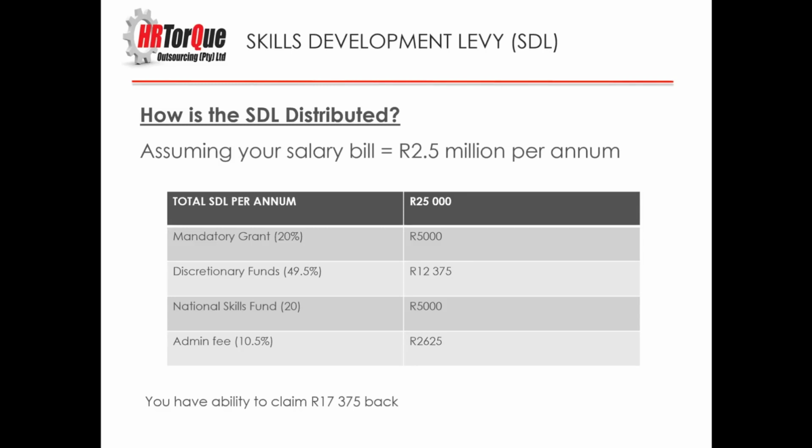Where the big money actually starts to come in is when we're looking at the discretionary fund and things like your National Skills Fund. So if we look at the discretionary fund, of your 25,000, you can get 12,375 Rand back. The National Skills Fund will get 5,000 Rand, and then your admin fee is made up of at least 2,625 Rand. So based on this alone, it doesn't seem like very much, because there are other elements, which we'll go through just now, where you have the ability to claim back 17,375 Rand.